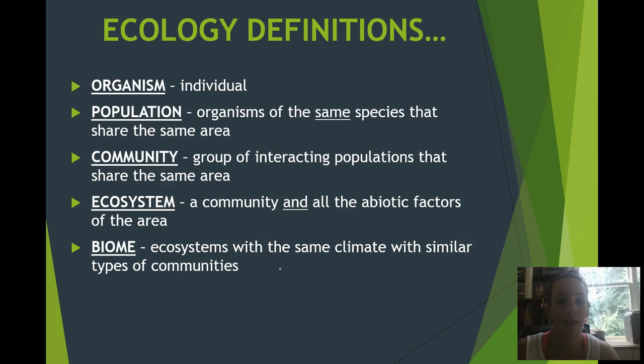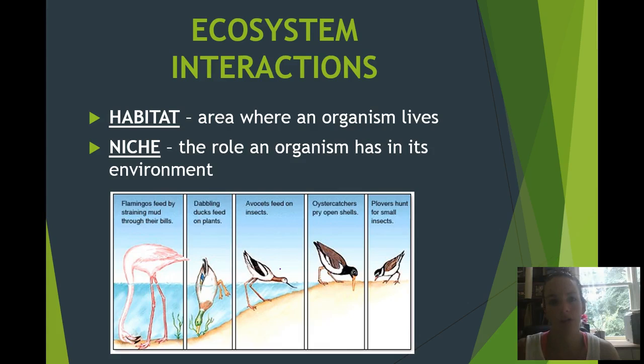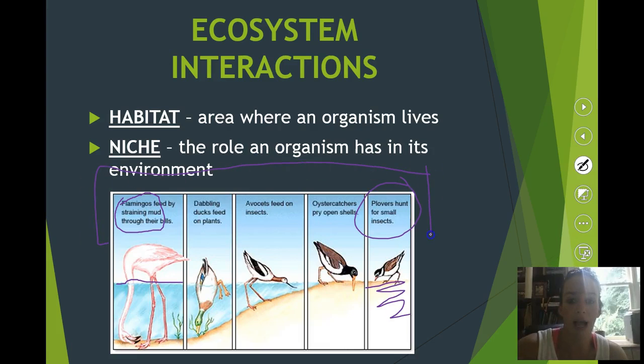Some interactions that you also need to know about. So two things that are commonly confused are habitat and niche. So habitat is just the area where something lives. The niche, on the other hand, is the specific role that organism has. So let's take a look at the picture. So it shows flamingos, for example, are here, and they feed by straining mud through their bills. They're obviously in the deeper water that you see. Now up here we have plovers, which hunt for small insects, and they're way up here on the sand. So all of these things occupy the same habitat, but they all have a different niche in the environment.